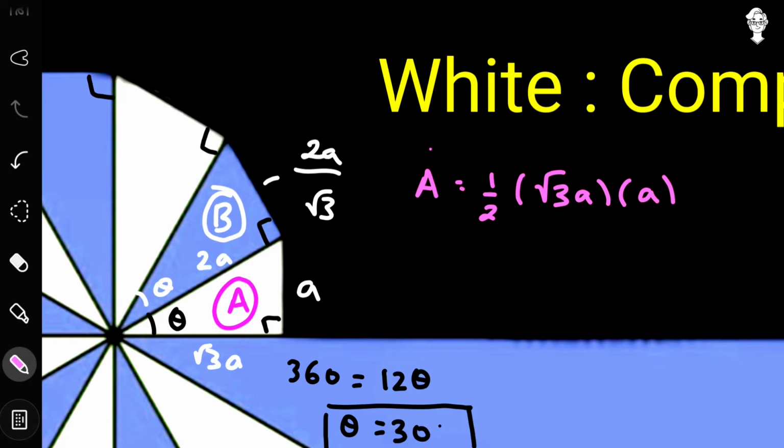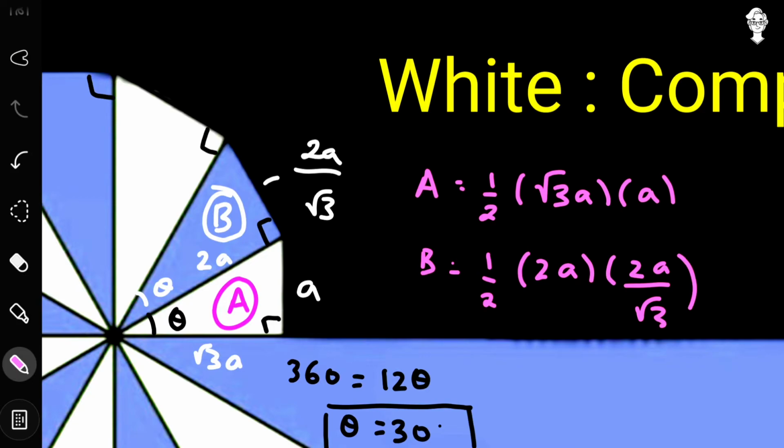So here I have written A, that is the area of this bottom triangle, in its formula. Similarly, we will write B in its formula. So B is going to be equal to half the base times height. The base of that triangle is 2 times a and the height is going to be equal to 2 times a upon root 3. Now to find a relation between A and B, I will simply divide these two equations.